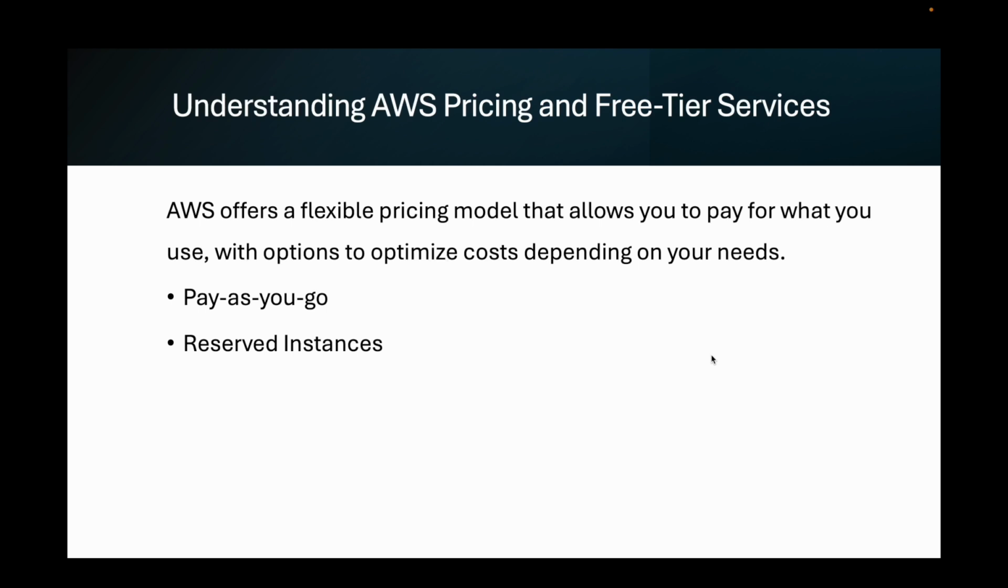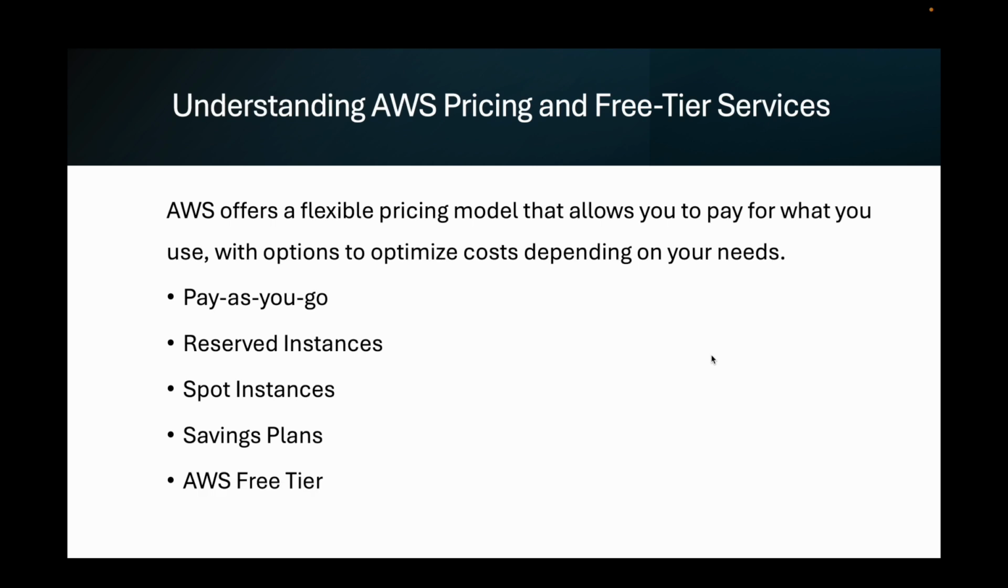Reserved instances. AWS offers reserved instances, or RIs, for services like EC2 and RDS, where you can reserve capacity for 1 or 3 years in exchange for lower rates. This option is best for workloads with predictable steady state usage. We have spot instances. Spot instances allow you to bid on unused EC2 capacity at a significantly lower cost than on demand instances. However, these instances can be terminated if AWS needs the capacity back, making them ideal for fault tolerant applications. Savings plan. Savings plans provide a flexible pricing model that offers savings over on-demand rates in exchange for a commitment to a consistent usage amount measured in dollars per hour for a 1 to 3 year term.